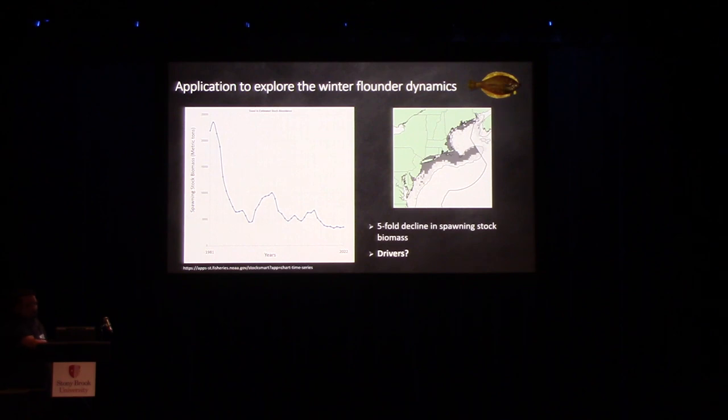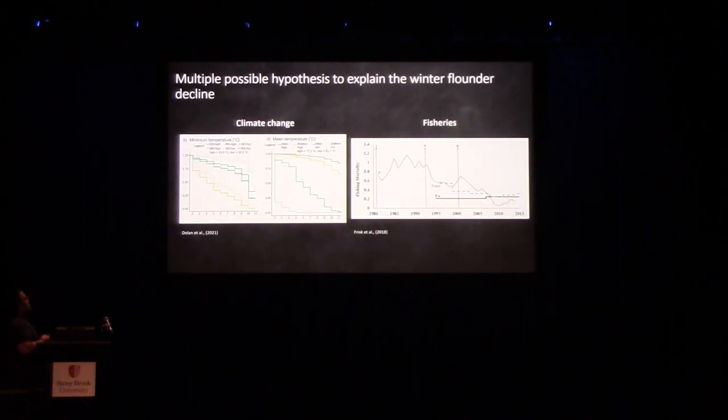The options we have here on the left: increasing temperature triggered an increase in mortality of larvae, leading to a decline in the spawning stock biomass. The other option here is that the adults have been overfished for a long, long time. And my work here is going to address a third question: can the reoccurrence of predators such as summer flounder be responsible for higher predation on larval winter flounder, triggering a decline in the species biomass?